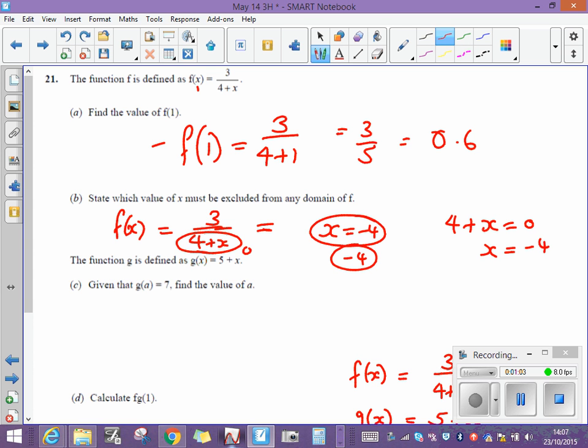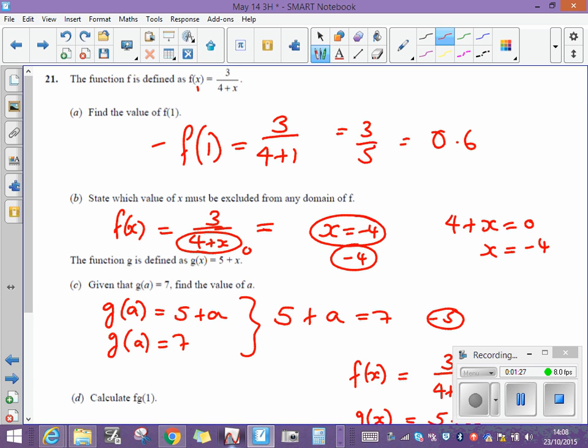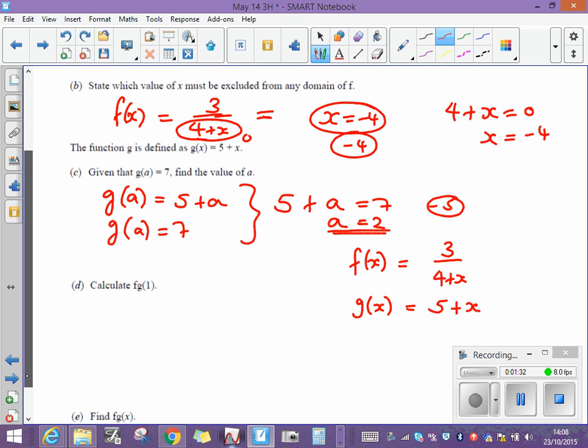Okay, we're now given another function. g of x is 5 plus x. So we're told that g of a is 7. But we also know that g of a, replacing x with a, is going to be 5 plus a. So if g of a is 5 plus a, and g of a is also 7, then putting those two together, 5 plus a must equal 7. And if we take away 5 from both sides, a would have to be 2. So that's the answer to part C.